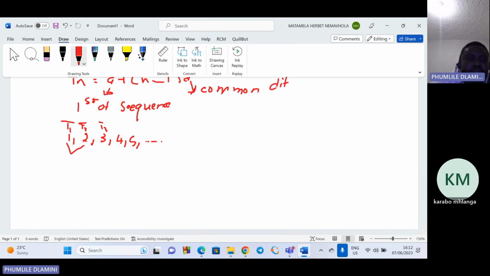So if we say term T2 minus T1, which is 2 minus 1, we will see that we get 1. Even if we say 3 minus 2, we're going to get 1. 4 minus 3, we're going to get 1. 5 minus 4, we're going to get 1. So the ones that we are getting here, we call them our D. The first term in this sequence is 1, which means your A is going to be equal to 1, and your D is going to be equal to 1 also. The common difference that we get is 1.